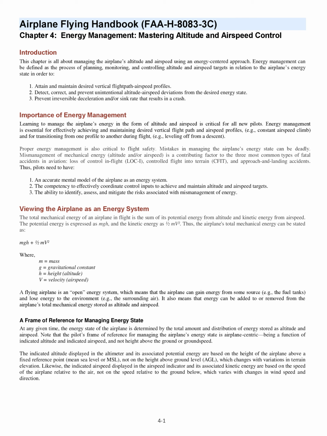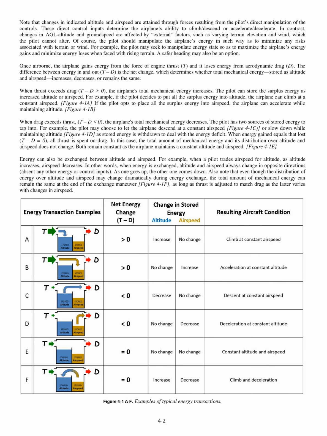Note that changes in indicated altitude and airspeed are attained through forces resulting from the pilot's direct manipulation of the controls. These direct control inputs determine the airplane's ability to climb or descend or accelerate or decelerate. In contrast, changes in AGL altitude and ground speed are affected by external factors, such as varying terrain elevation and wind, which the pilot cannot alter.